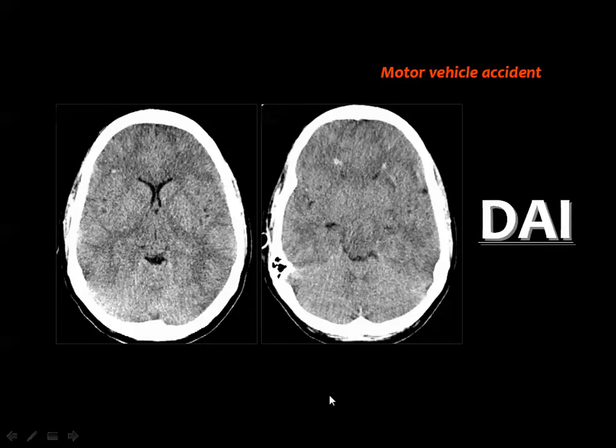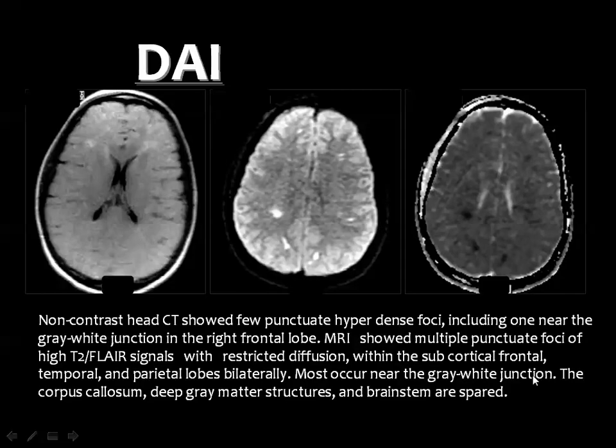This is a patient with motor vehicle accident. The CT scan showed minute foci of hemorrhage, and this is typical of diffuse axonal injury. And in the MRI, in the FLAIR image, you may see some of these lesions as bright foci, but in the diffusion weighted images, you see restricted diffusion in these areas with black appearance in the ADC map.